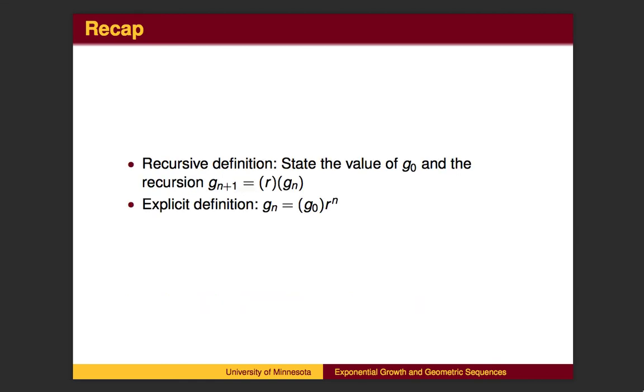To recap, geometric sequences rely on repeated multiplication. The recursive definition specifies an initial value and a recursion, which determines the next term by multiplying the previous term by the common ratio. The explicit definition multiplies g sub 0 by the common ratio once for each step, so the number of steps is the exponent.